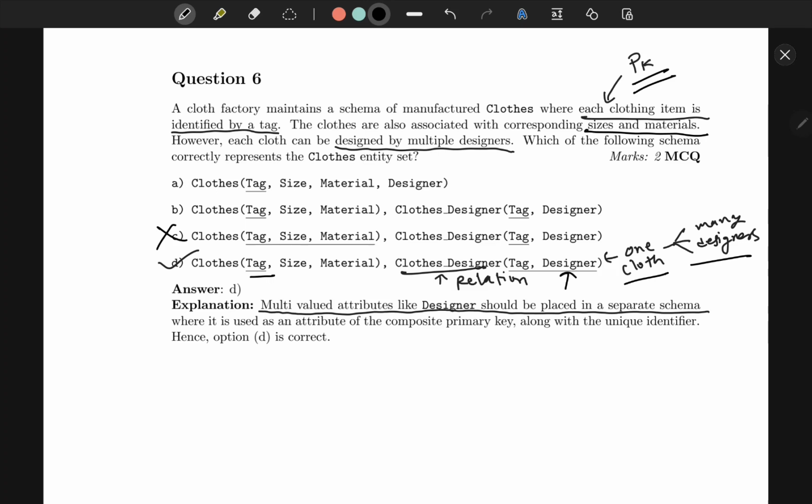Entity set is basically a set that tells us all of the attributes associated with an entity. Here, clothes is an entity and designer is also an entity. Now, the attributes like designer, which are multi-valued, should be placed in a separate schema. It is a good design practice, and each cloth will definitely be associated with a designer. Hence, option D is correct.